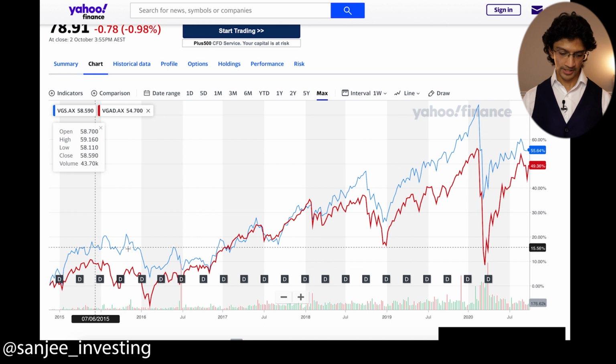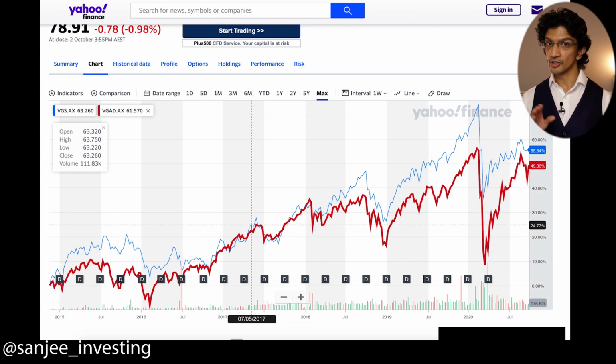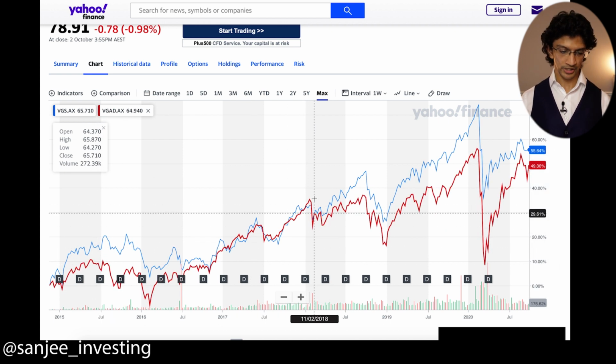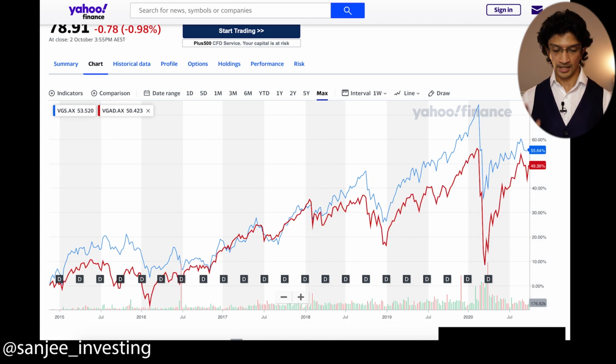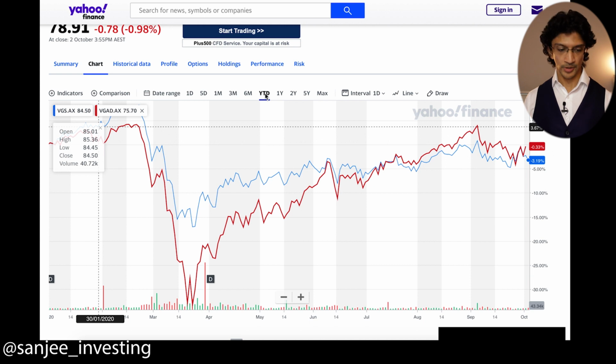And you can see over that time, VGS was better, but at different times, VGAD was actually a little bit ahead. And I can tell you right now, I believe most of this variation occurred because over this period, the US dollar got stronger against the Australian dollar, and probably the Australian dollar got generally weaker against quite a few currencies in this time. So the unhedged version actually came out better because it got a bit of a boost from the Australian dollar being weaker.